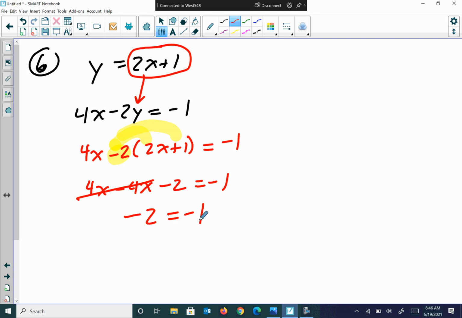Yeah, there's not a solution to that one. Why is there not a solution? Because we're pretty confident that -2 and -1 are not the same number. Yeah.